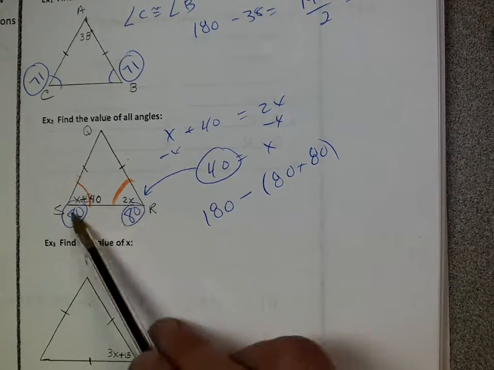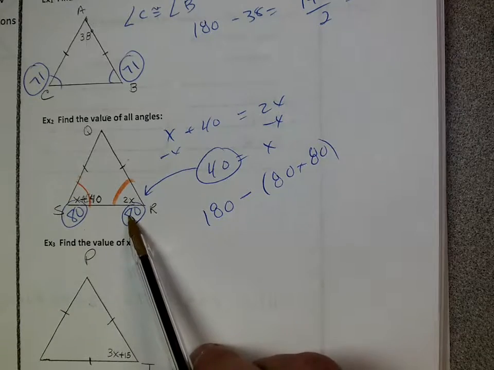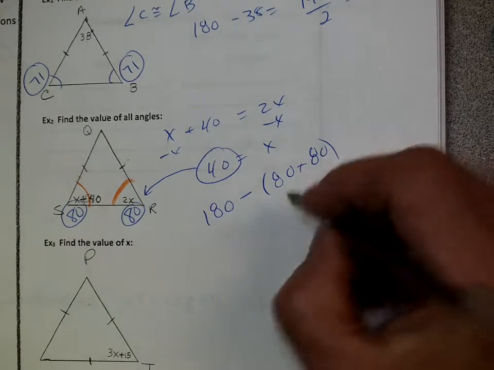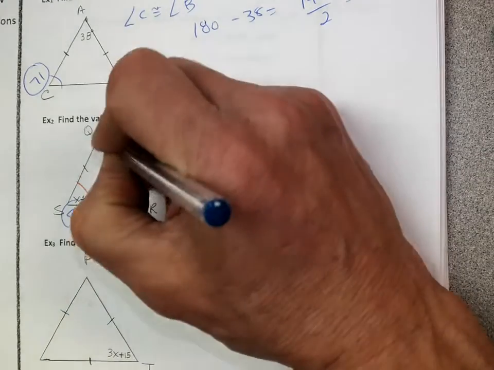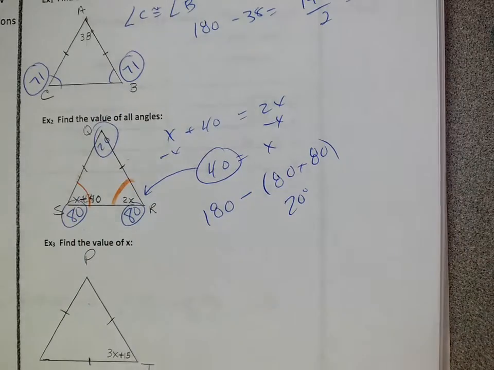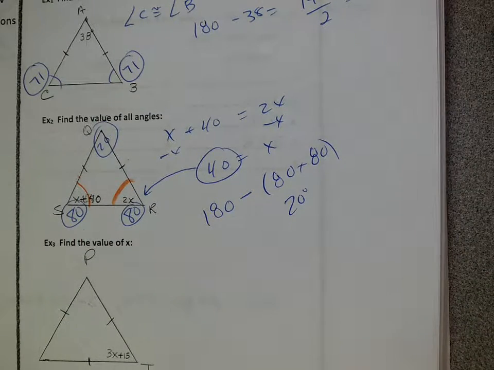So these two, 160 degrees. What's left over would be just 20 degrees, right? Because 180 degrees in a triangle. Thumbs up. Okay, everybody thumbs up. Seemed pretty easy.